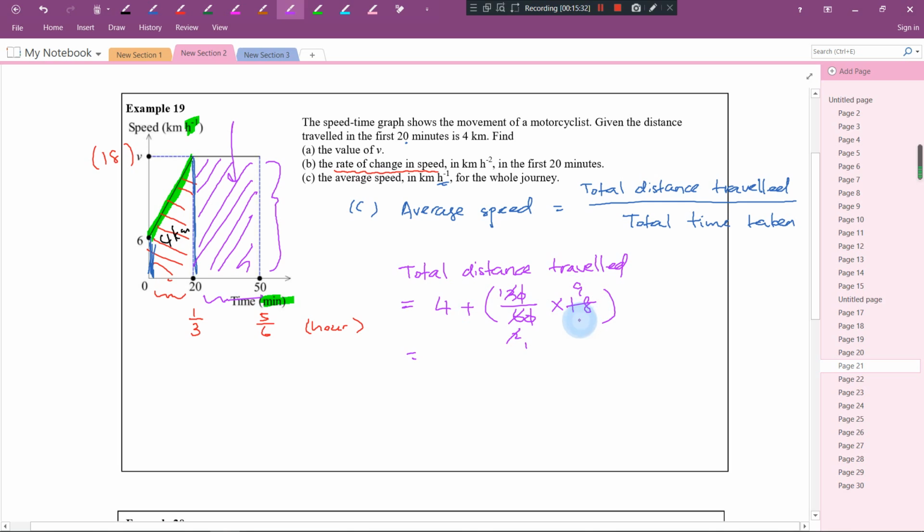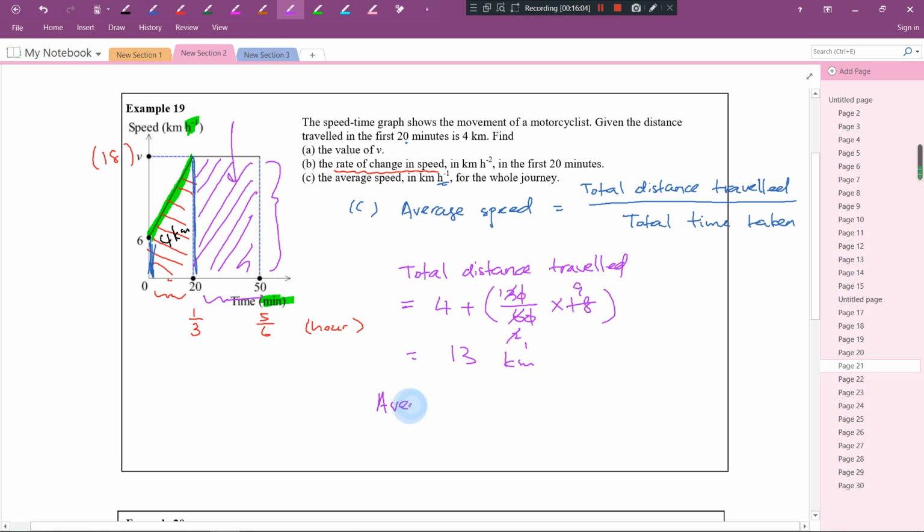This part you can just press the calculator. So here should be equal to 13 kilometers. Okay, let me check correct or not. This is 13 kilometers. Okay, correct. So now I have the total distance travelled. Now the total time taken, very straightforward. You can get it directly from the graph.